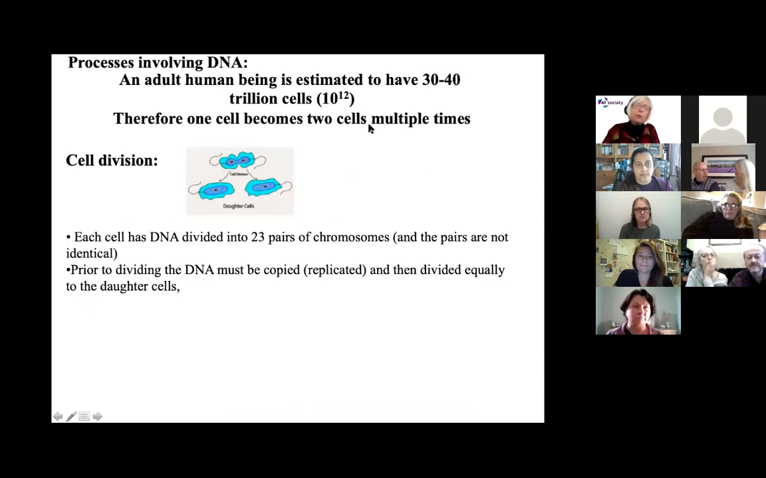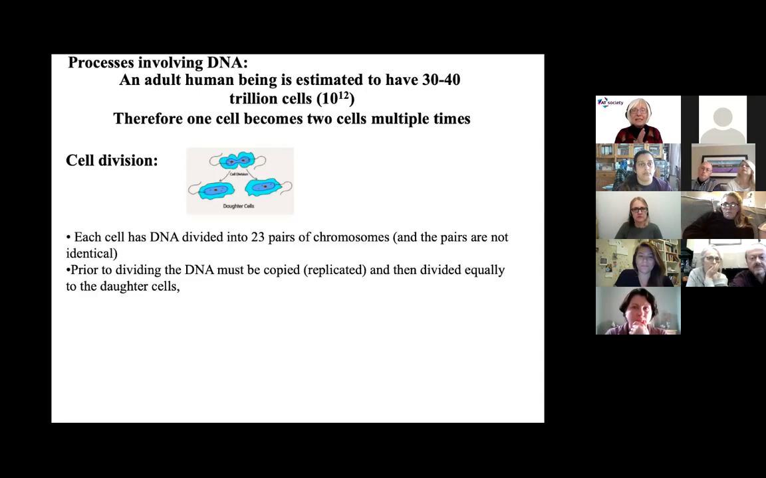Okay, so what I want to do now is go through some of the processes more or less discussed with you which involve DNA, and think how they might be impacted by the lack of ATM.